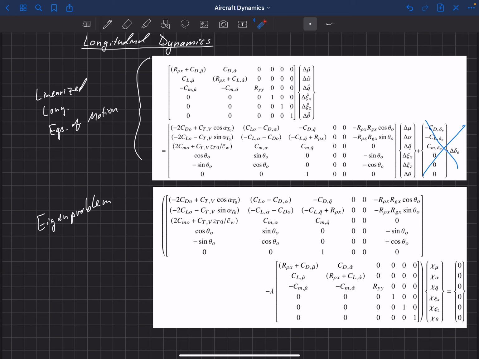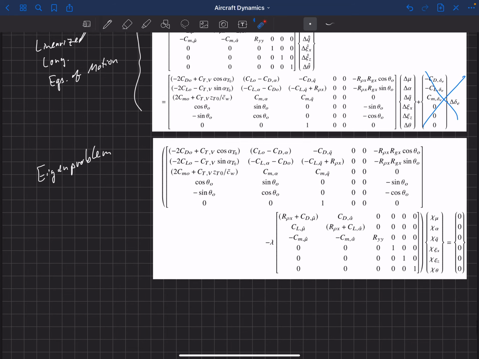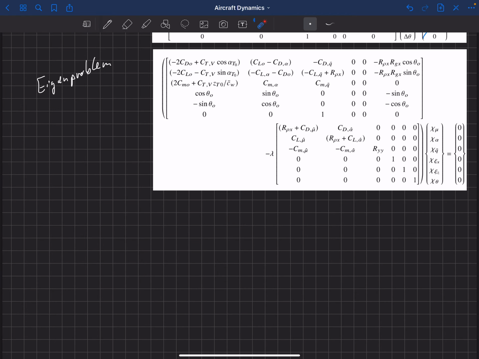So from this 6x6 system, we're going to get 6 eigenvalues, and each of those eigenvalues is going to have 6 components of an eigenvector associated with it. When those come out, one of the first things we want to do is to re-dimensionalize the eigenvalue information. This is a non-dimensional system of equations, so I'm just going to put some notes here.